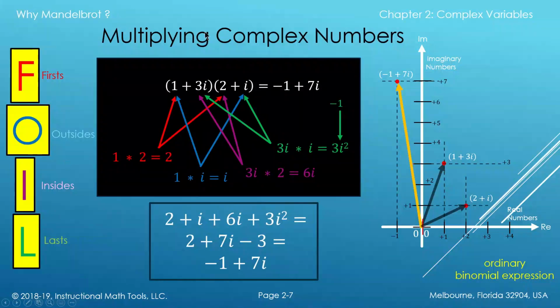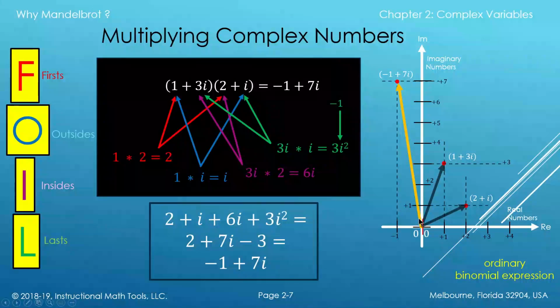Reviewing the multiplication of complex numbers, we're using FOIL. FOIL says first, so the first we multiply 1 times 2. 1 times 2 is 2. Then we multiply the outsides, which is 1 times i. 1 times i is i. We multiply the insides, 3i times 2. 3i times 2 is 6i. Then we multiply the last, which is 3i times i. And of course, i times i is i squared, and i squared is -1, as you well know. We can put these things together, and the -1 makes this a negative, and the result is -1 plus 7i.